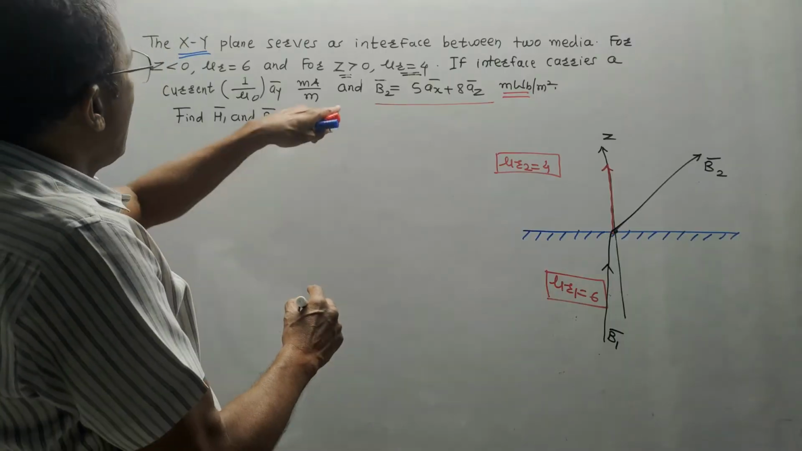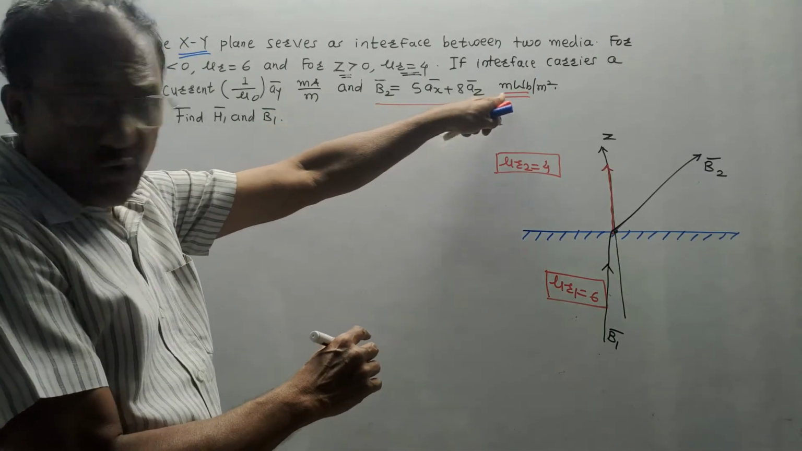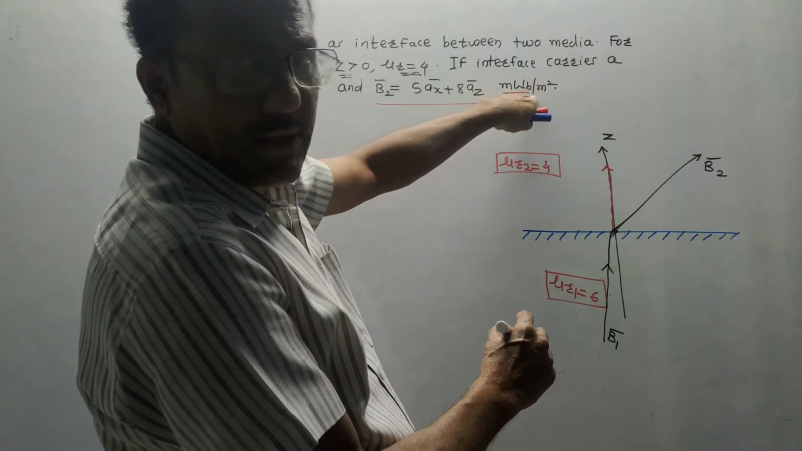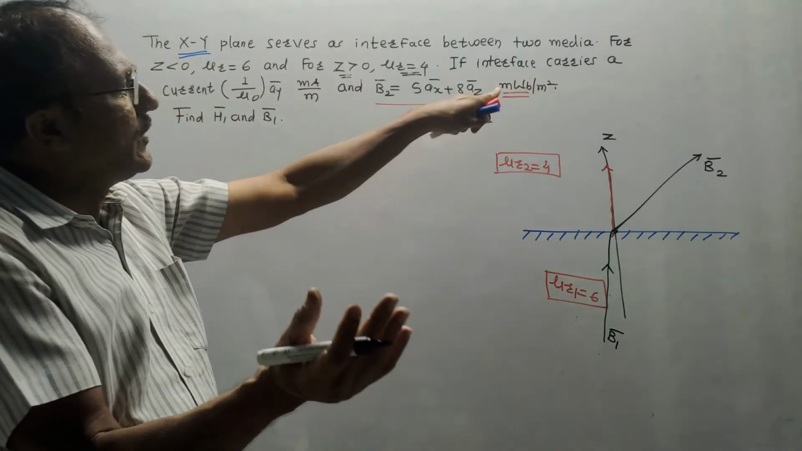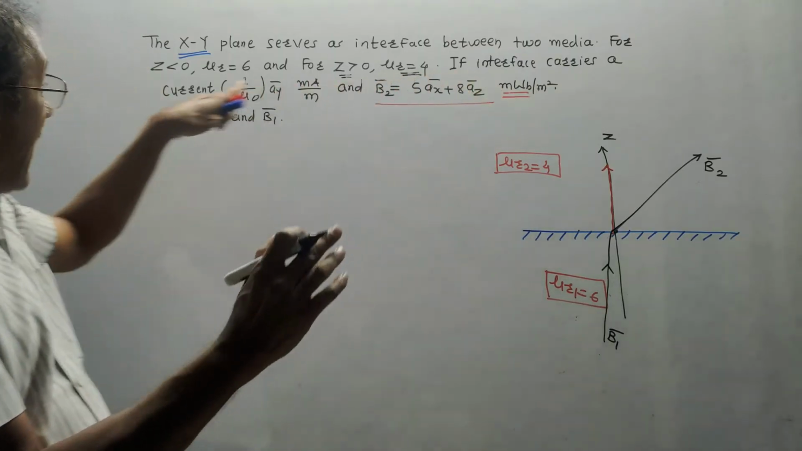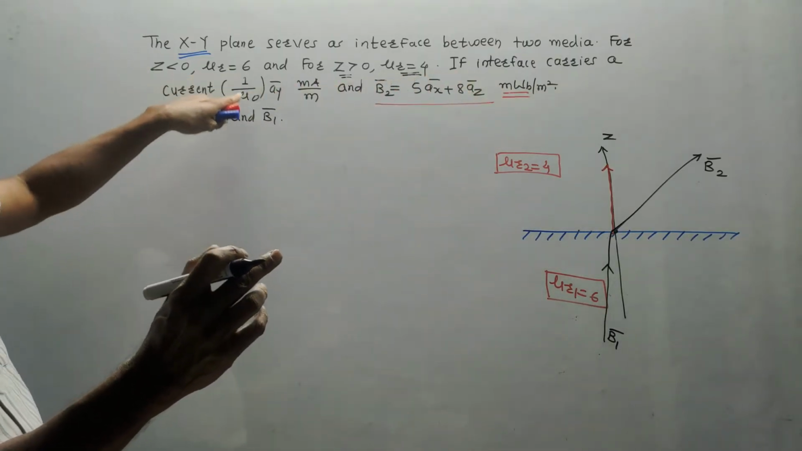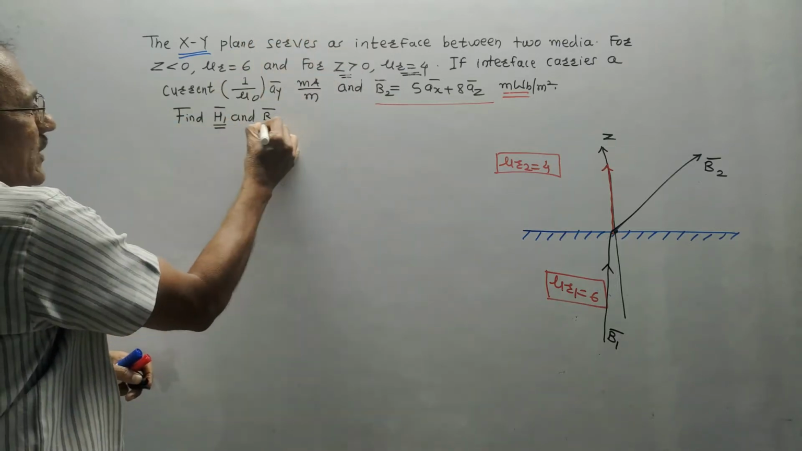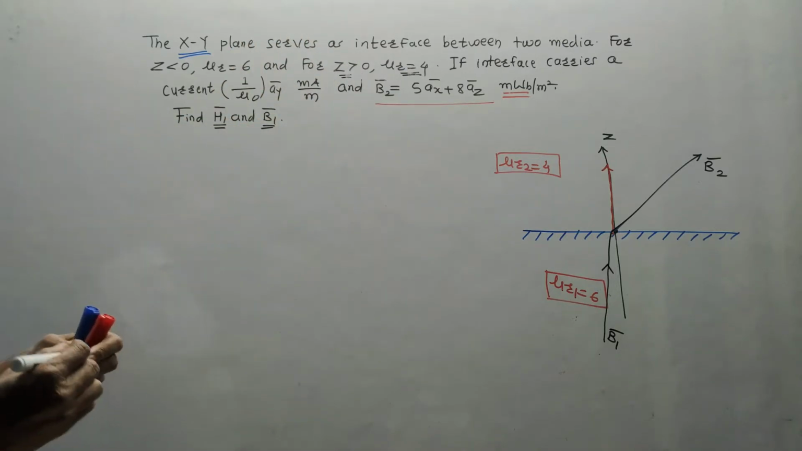Now B2 bar is given, the unit is milliweber per meter square. Keep in mind this unit is milliweber per meter square. Whenever required, we will convert it into webers per meter square. And one more thing, the current is given as 1 by mu 0 ay bar. Presently we will keep it as it is. It is asked to calculate H1 bar and B1 bar.